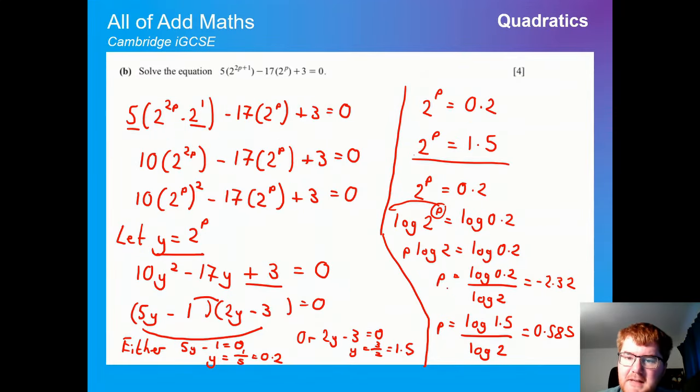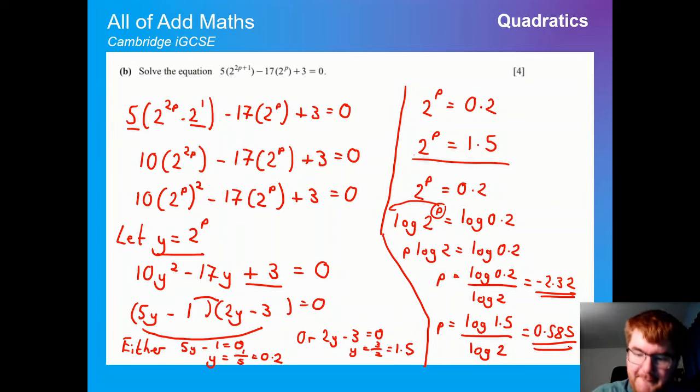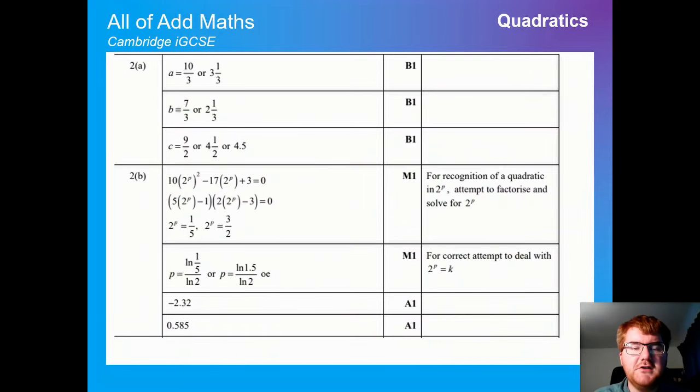So we've got two answers here. p is equal to minus 2.32 and 0.585. So you can check the answers on this particular section of the video, where I've combined indices and quadratics into one particular section. And this kind of question comes up very, very often on the Add Maths papers.